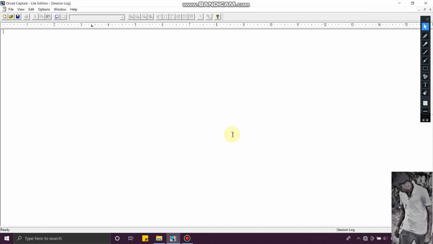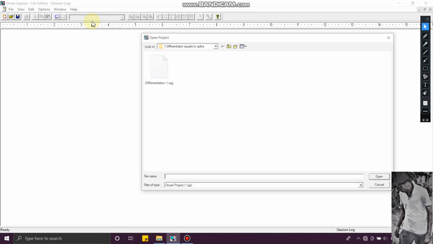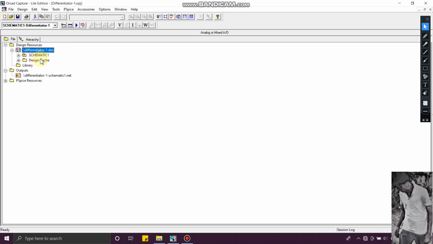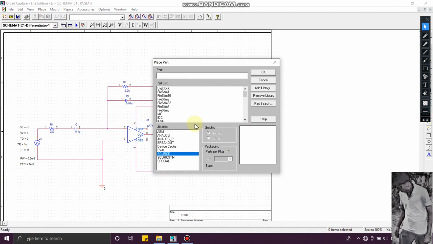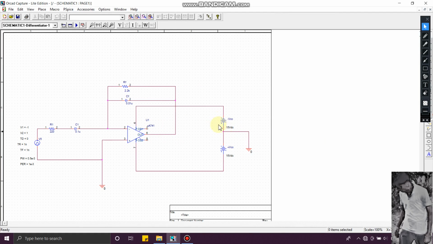Welcome guys, I'm going to show you the implementation of a differentiator circuit for a square wave. Now open the problem. You can see the differentiator circuit here. You can get the op amp from eval. You just place it here, and then VDC.